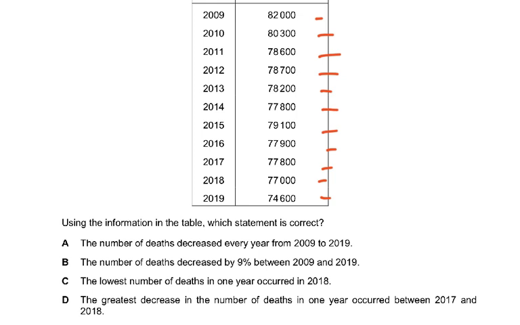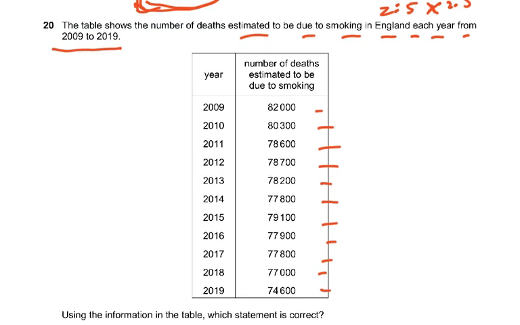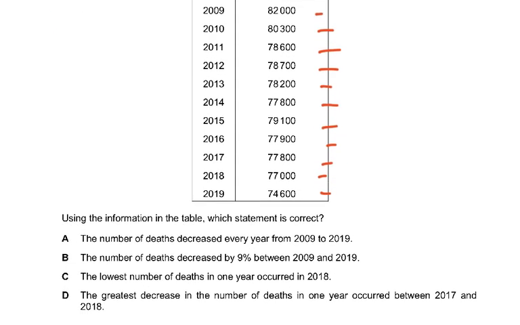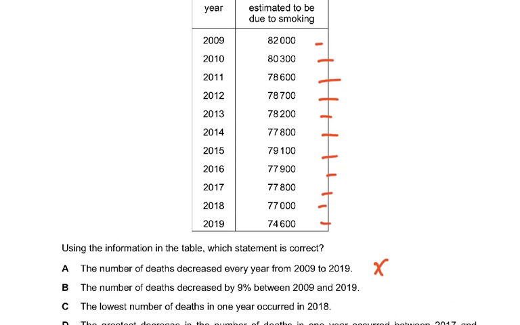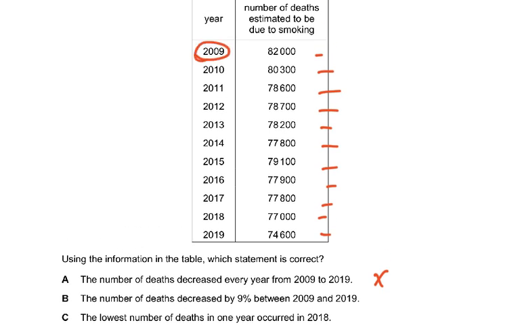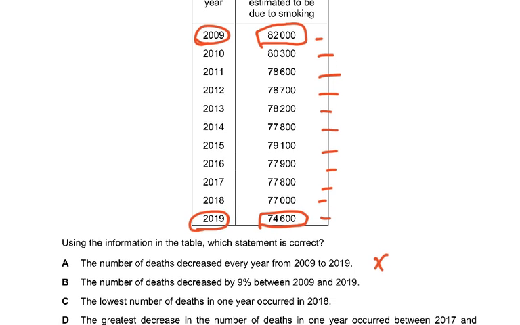The number of deaths decreased every year from 2009 to 2019. Let's look at it. Does that happen? No, it doesn't happen. Then it says the number of deaths decreased by 9% between 2009 and 2019. Okay, let's look at it. 2009, 82,000, 2019, 74,600. Now you have to do the calculation. Decreased by 9%. Yes, that's correct. So the answer was B.